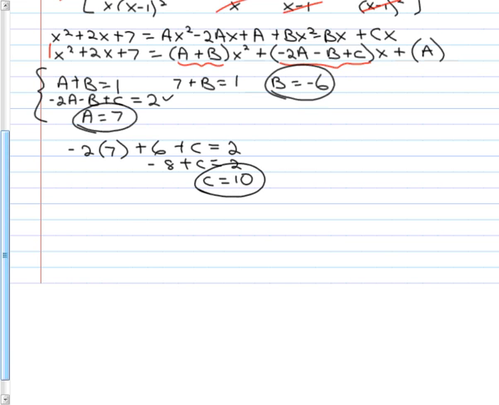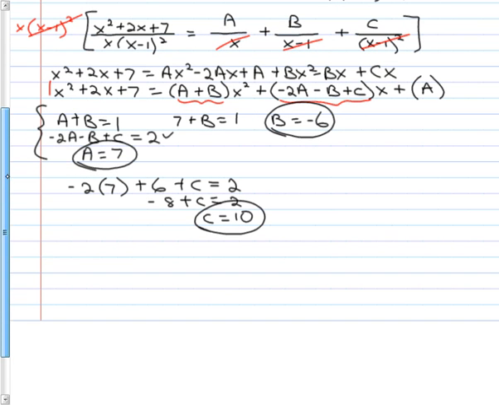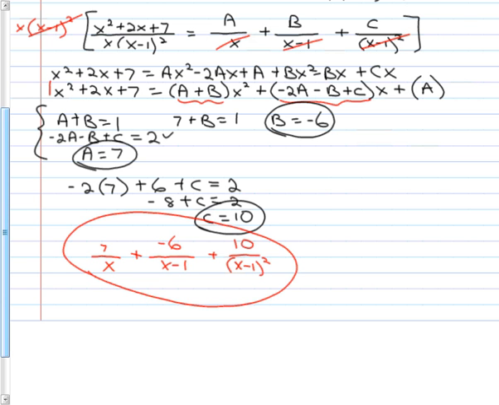So I have all my values. I can write my solution. Where's my A? 7. 7 over what? 7 over x. Plus, help me out, negative 6 over x minus 1. And 10 over (x minus 1) squared. That is the partial fraction decomposition.